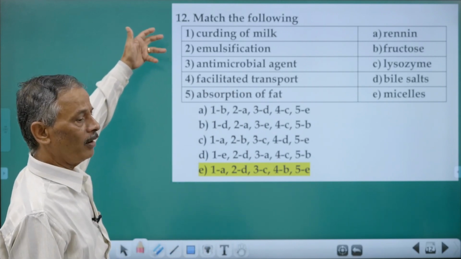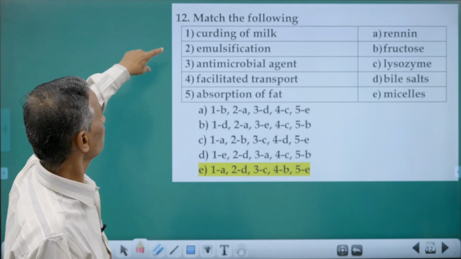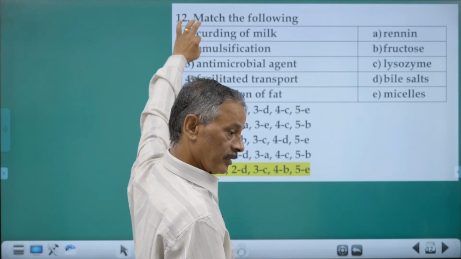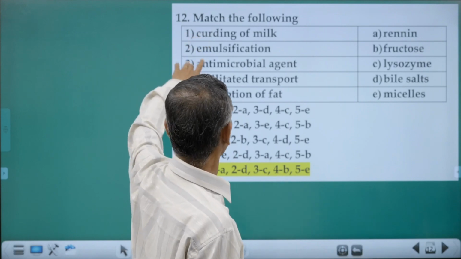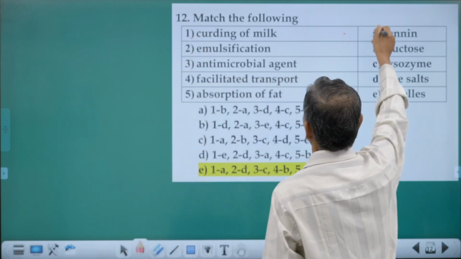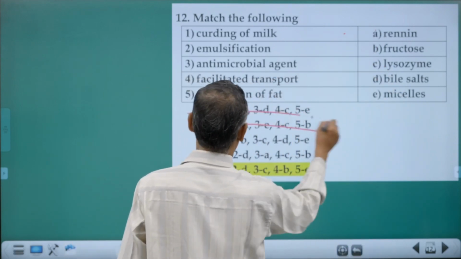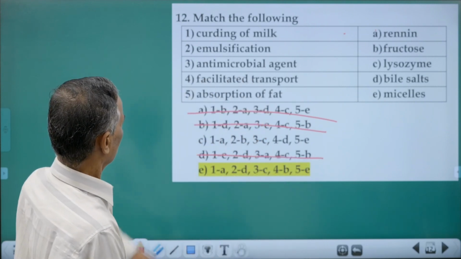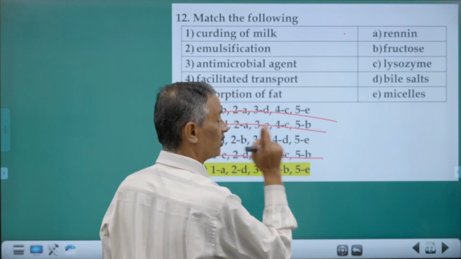Match the following is one of the most important types of questions in all NEET examinations in biology. Curdling of milk. It is a bit confusing, but it also helps you if you understand the technique of answering the question. Curdling of milk is with the help of renin. So, one should be A. You immediately eliminate other options. You concentrate only on these. One is A, then 2 is B here, 2 is D. So, that will be the deciding factor.